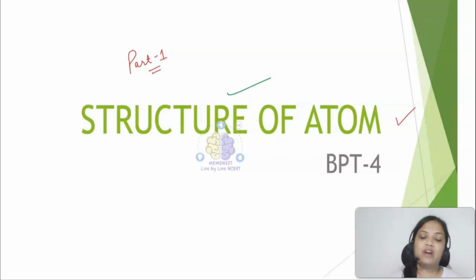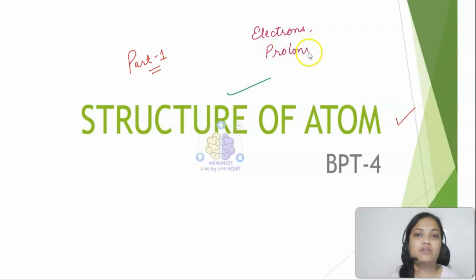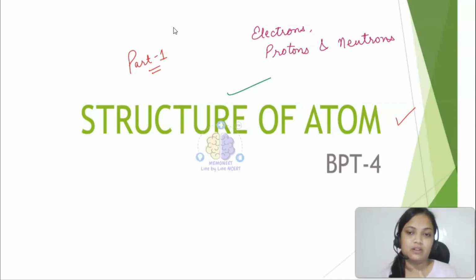Now let me tell you what I covered in part 1. It was a kind of introduction where we talked about the subatomic particles. We saw the discovery of electrons, how they were discovered using the cathode ray tube experiment. We discussed the discovery of protons and neutrons as well, then their characteristics, and after that we studied the various atomic models, Thomson's atomic model and Rutherford's atomic model. We saw how Rutherford did the alpha particle scattering experiment, what results were obtained, and what conclusions were made out of it.